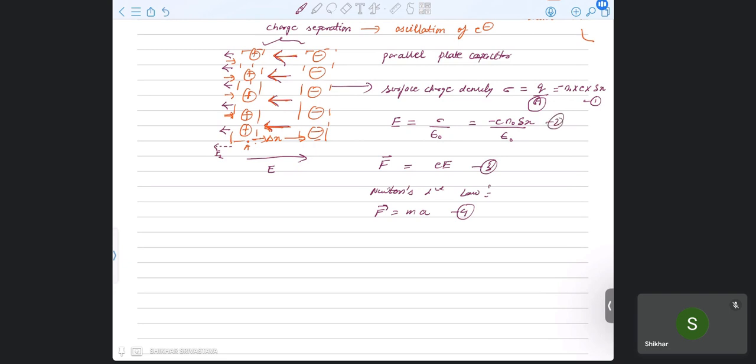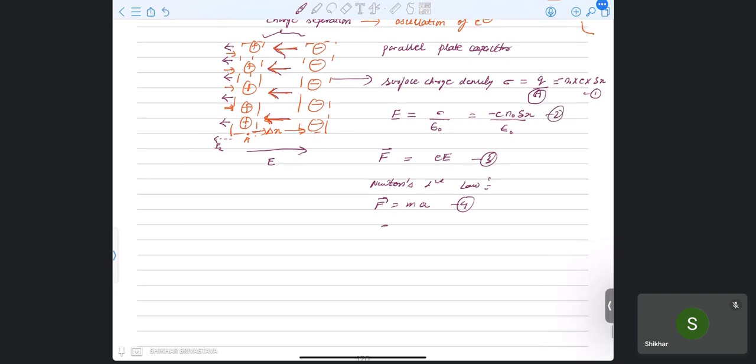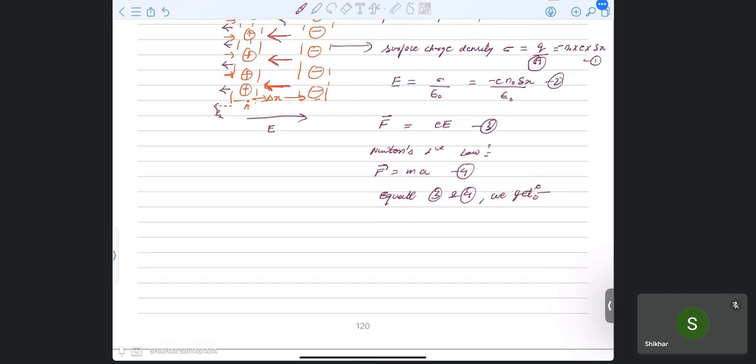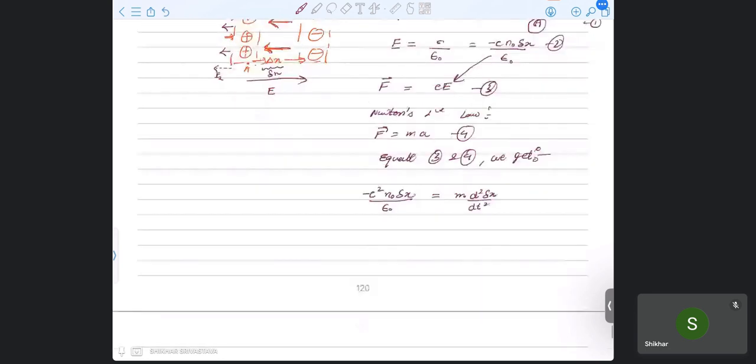So when you combine equations 3 and 4, because we'll substitute this into this, we'll get minus e square n naught delta x upon epsilon naught is equal to m times d2 del x by dt square. Here del x is the amount, so it is the displacement of the electron. This is how much the electrons are displaced.